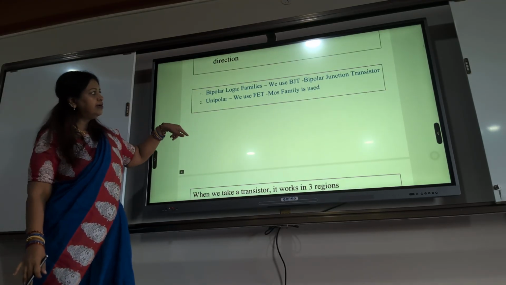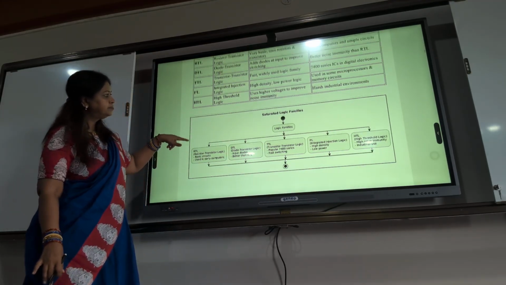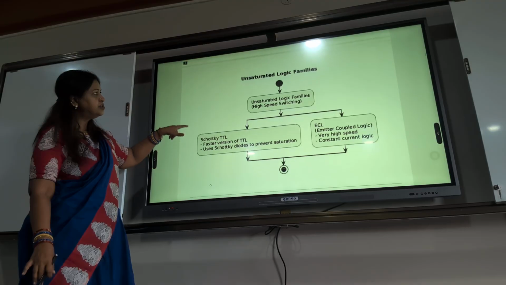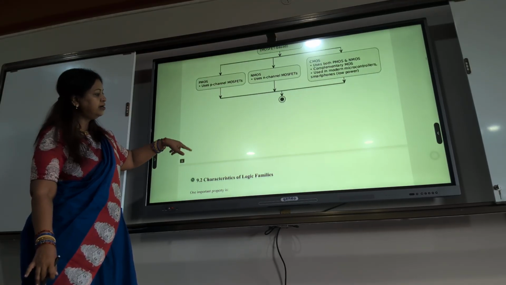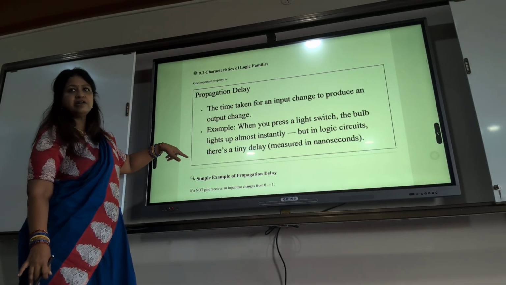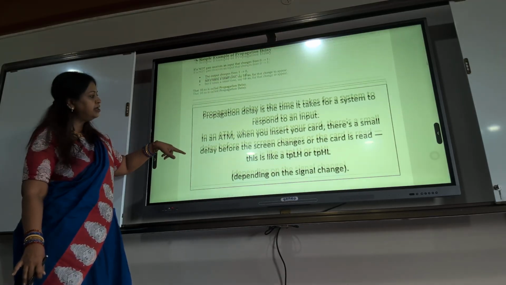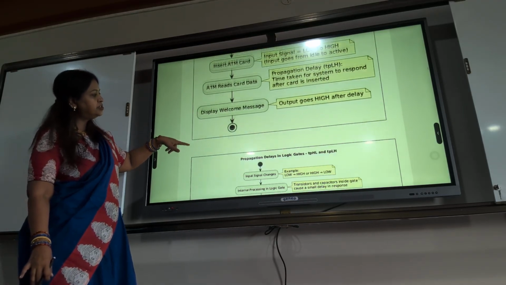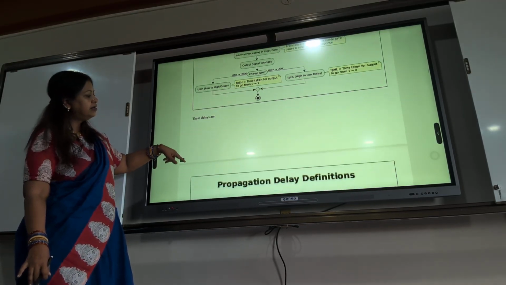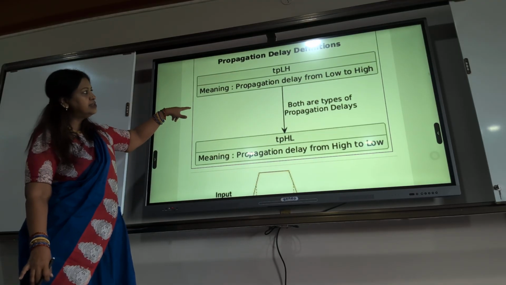So these are all what we discussed: logic families, isolated logic families, unipolar, everything is over. Now characteristics also we have seen: propagation delay, tPHL, tPLH, and an example. So propagation delay, these are the things.